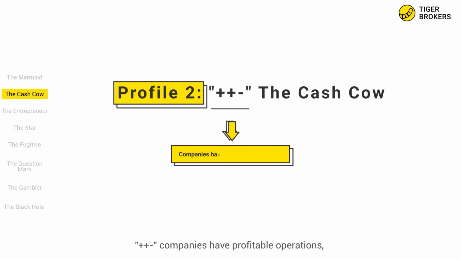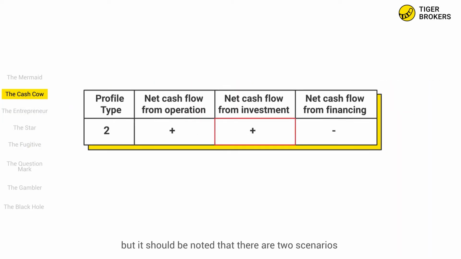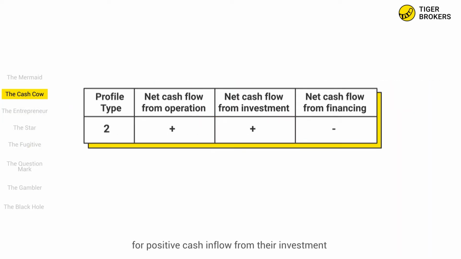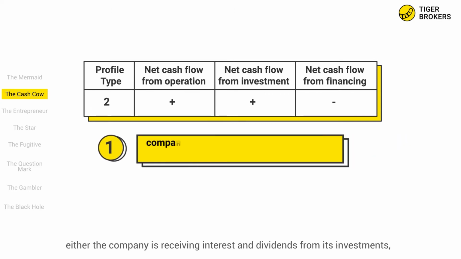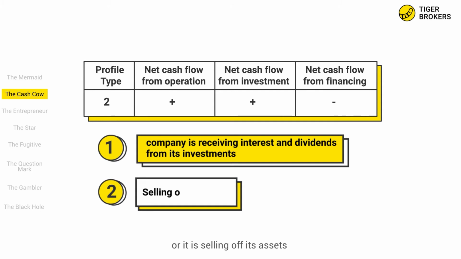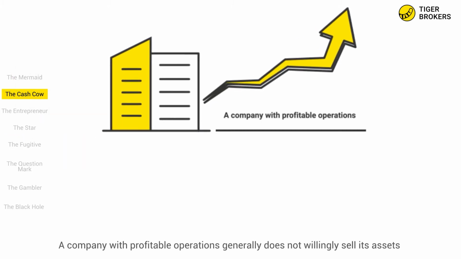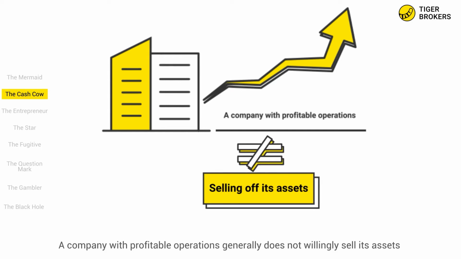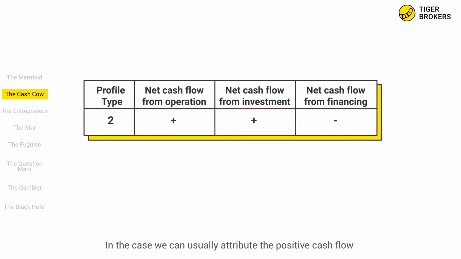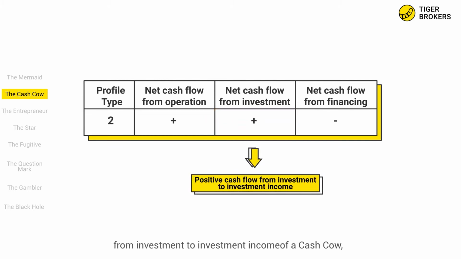Double positive, 1 negative companies have profitable operations, but it should be noted that there are 2 scenarios for positive cash inflow from their investment. Either the company is receiving interest and dividends from its investments, or it is selling off its assets. A company with profitable operations generally does not willingly sell its assets. In the case of a cash cow, we can usually attribute the positive cash flow from investment to investment income.